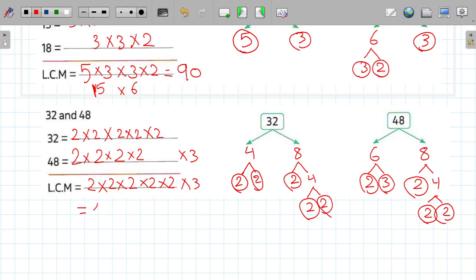2 by 2 equals 4. And 2 by 2 equals 4. And 2 by 3 equals 6. So I have 4 by 4 by 6 equals 16 by 6. And 16 by 6 equals 96. So the least common multiple between the two numbers is 96. Okay?